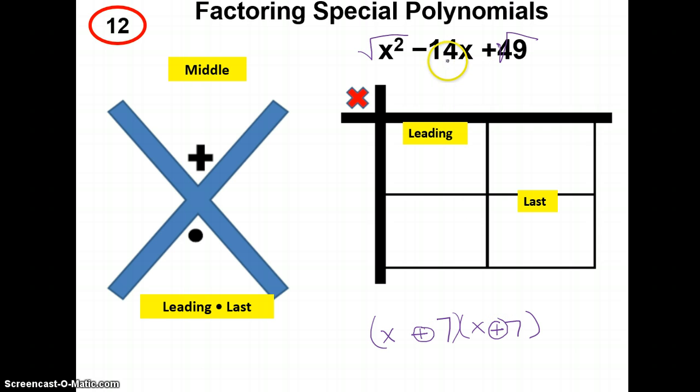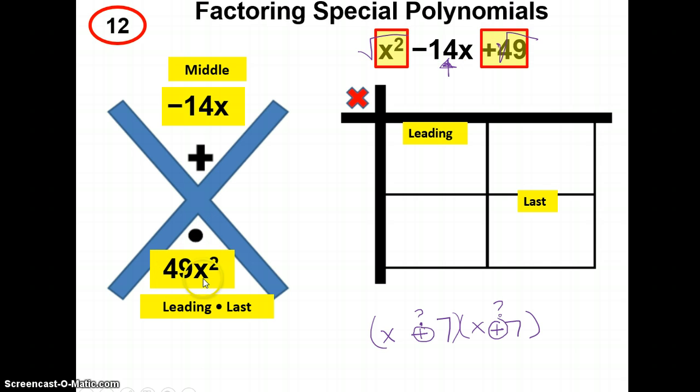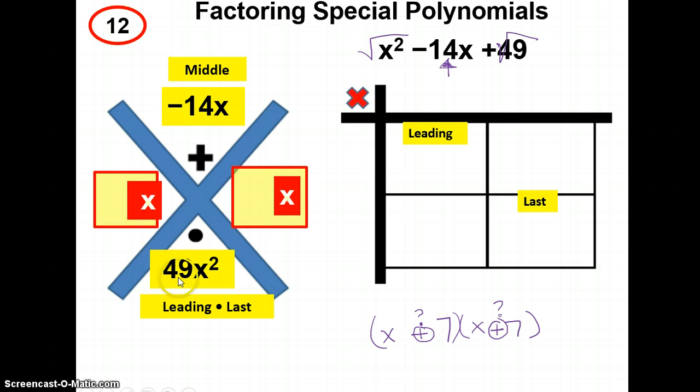My middle term is negative 14. Well, I'm just guessing. I'm going to see if my pattern is correct or maybe it's wrong. So I'm going to do my work. Middle term goes in here. First times my last is 49x squared. What two numbers multiply together to get me 49, but add to get a negative 14? Negative 7 and negative 7. We'll put these in our boxes.